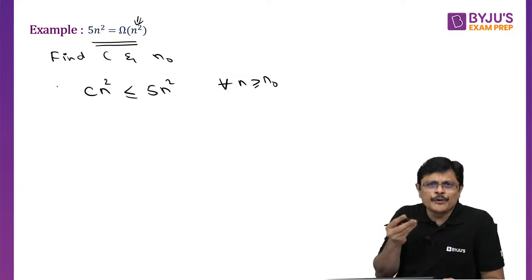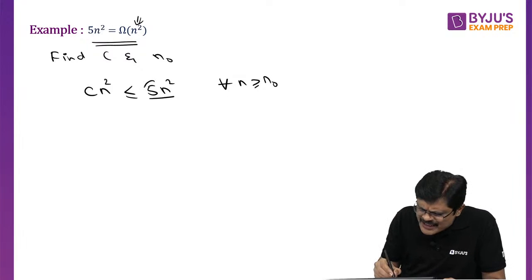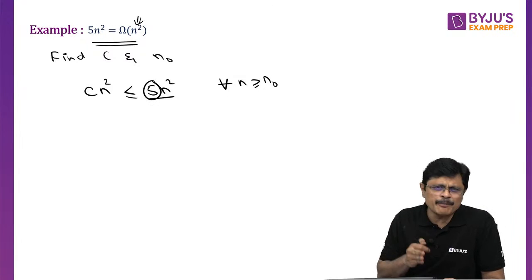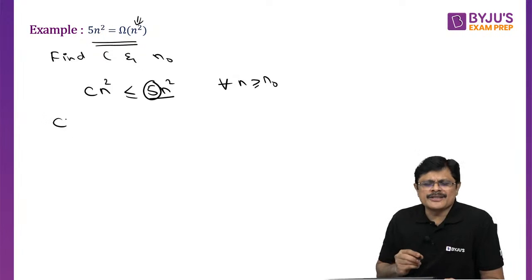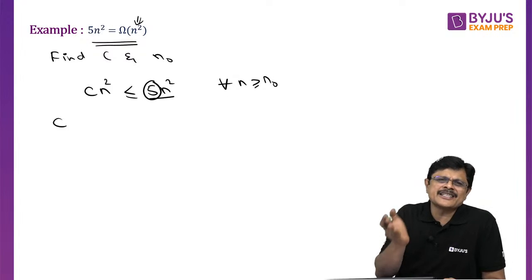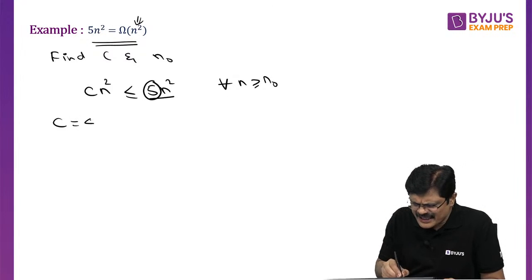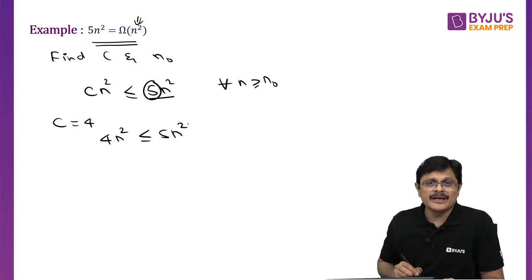Now what we do is we fix a c. Generally to prove this, because it is 5n square, you can take any positive real constant less than 5, it works. Because we like integers very much, let us take some integer smaller than 5. Let us take c is equal to 4. Now, does it happen? Is 4n square less than or equal to 5n square?